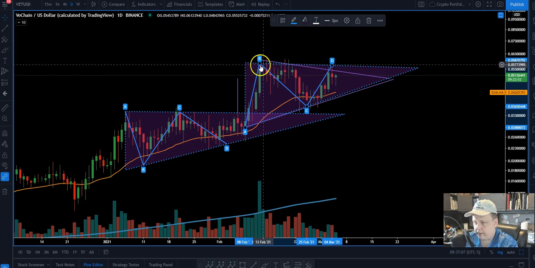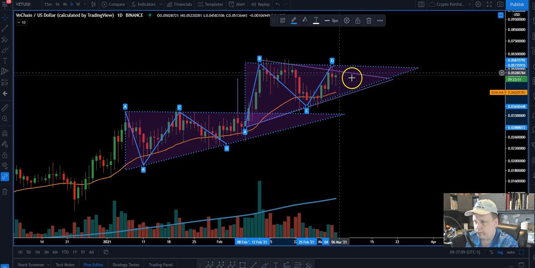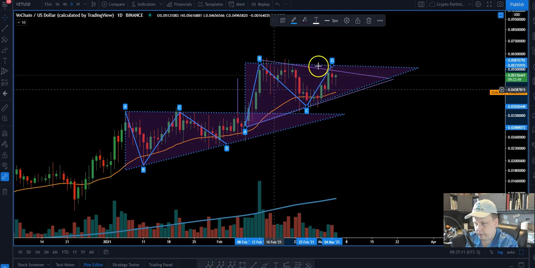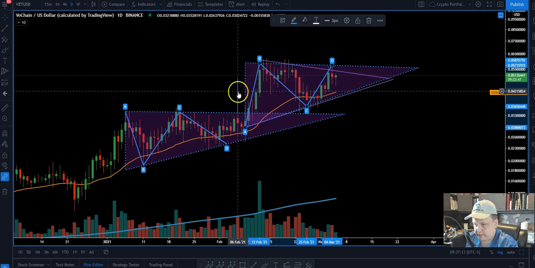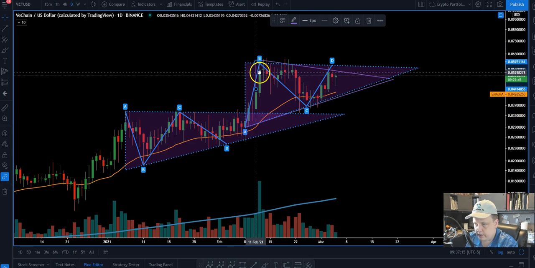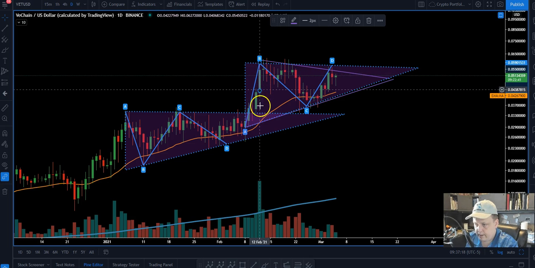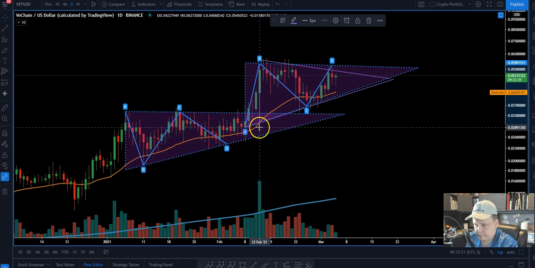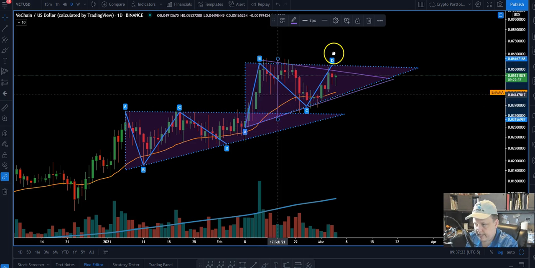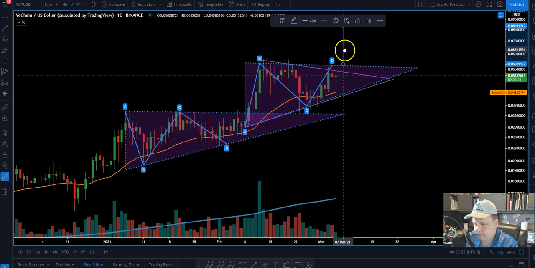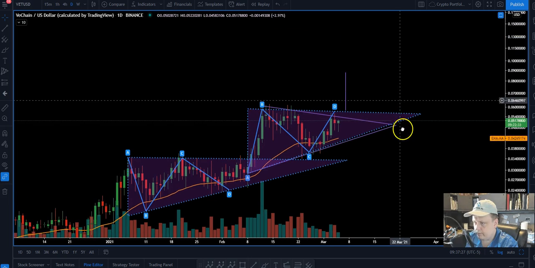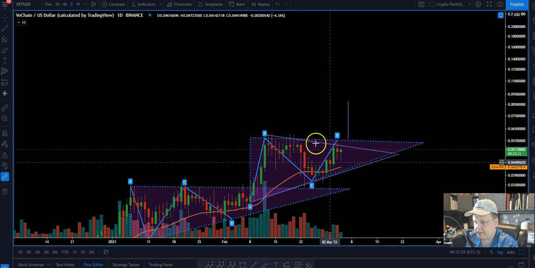So now you could kind of see where it could break out to the upside again, and then you just take this again and you measure the width between the peak and the bottom. You take that and you put that at the point of breakout, and now you have an idea of where it can go if it breaks out.